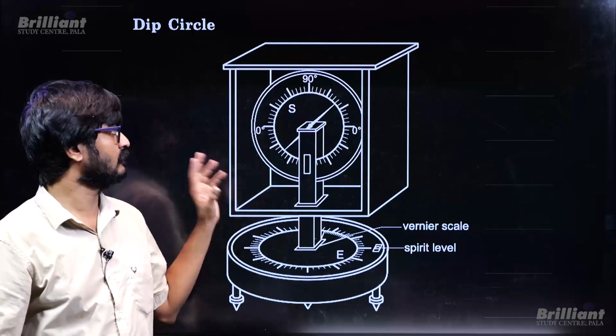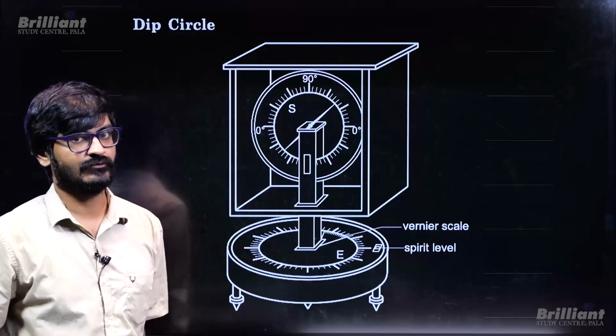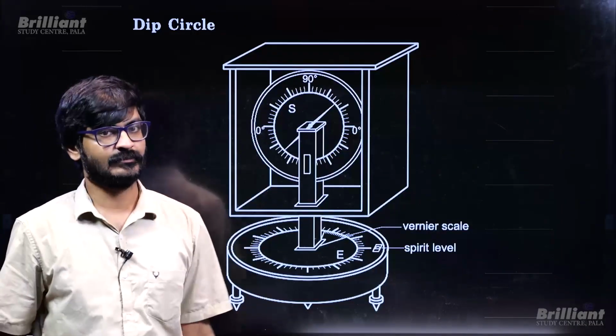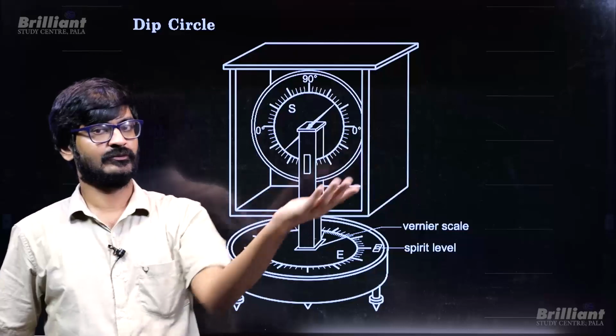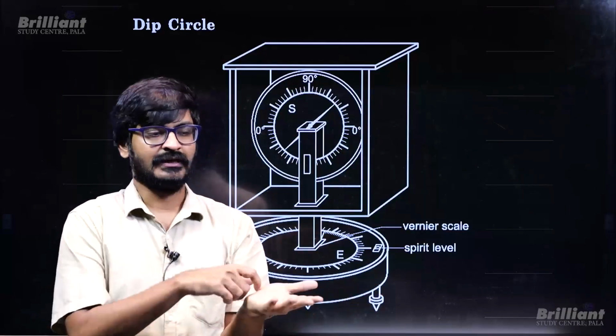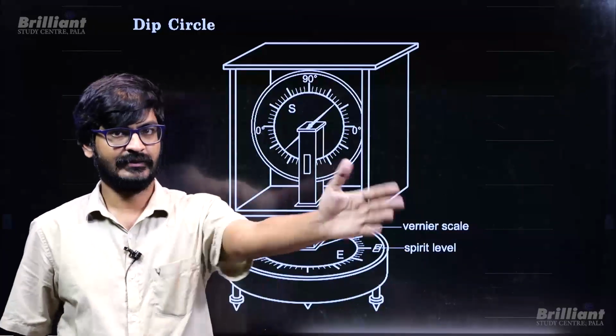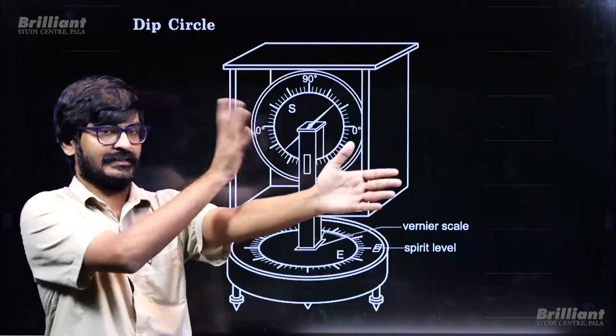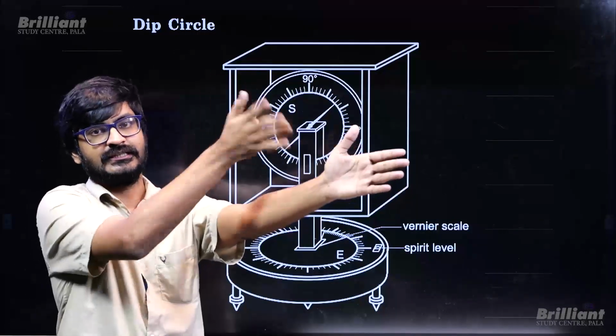Now, in order to get the actual dip, we need to place this instrument in the magnetic meridian plane. Basically, we need to hold the compass-like instrument and figure out what the magnetic meridian plane is. Then we need to keep it in this plane. So when we keep it in this plane, what will happen?